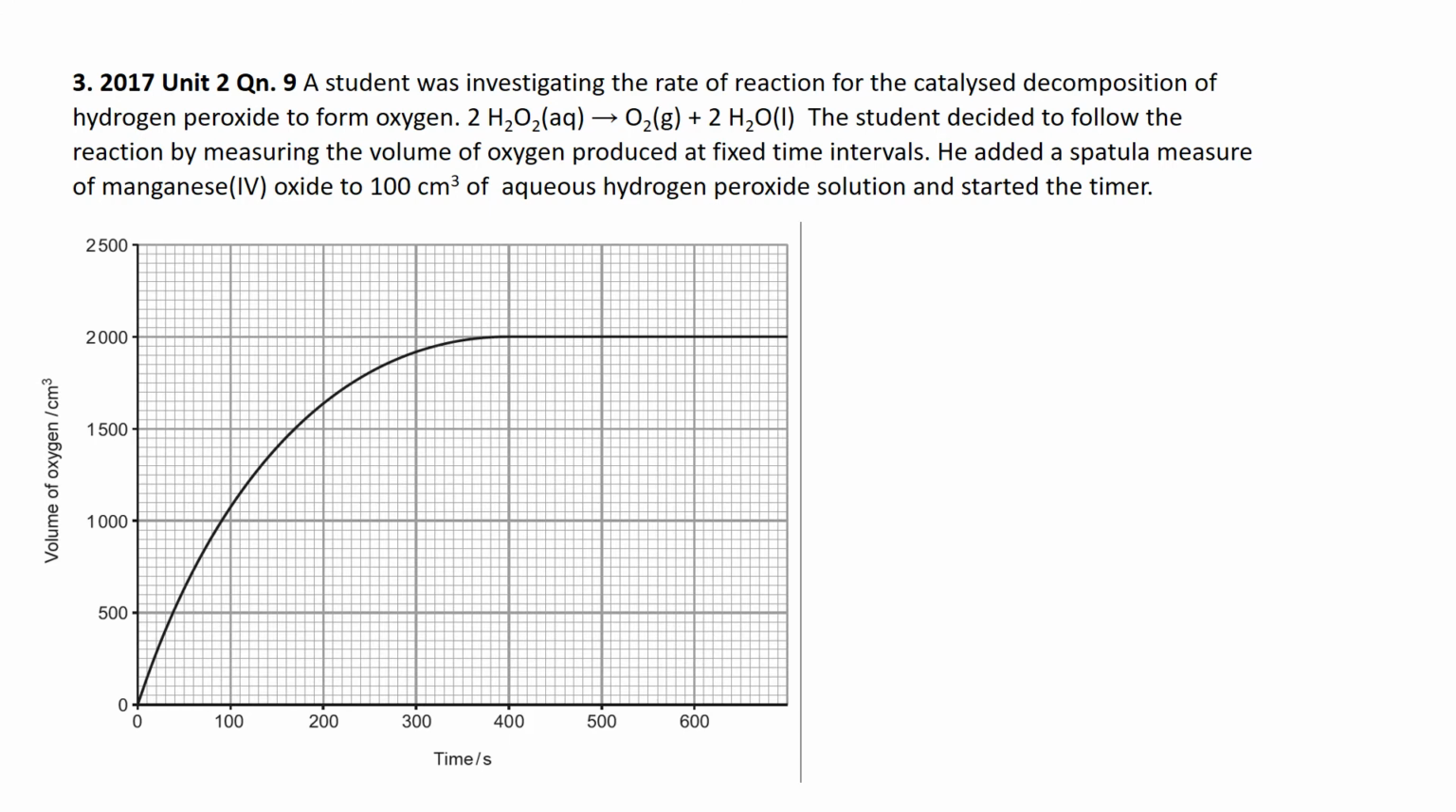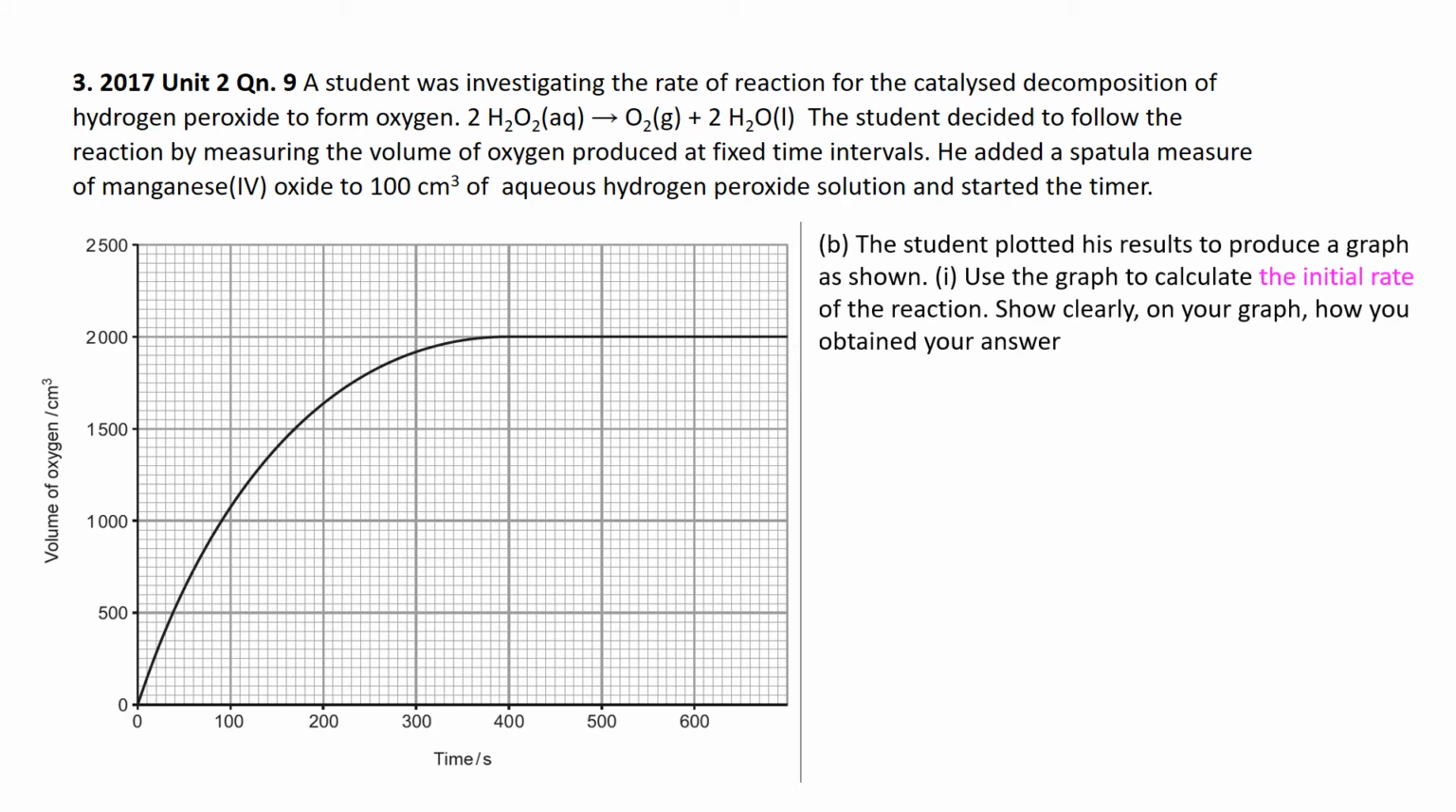Another graph. A student investigating rate of reaction for the catalyzed decomposition of hydrogen peroxide to form oxygen. There's the nice little reaction. The student decided to follow the reaction by measuring the volume of oxygen produced at fixed time intervals. They added a spatula measure of manganese(IV) oxide to 100 cubic centimeters of aqueous hydrogen peroxide, and started the timer. And here's what we get. Obviously no oxygen at the start, but then it gets produced sharply, then tailing off until we get to a nice constant amount right here.